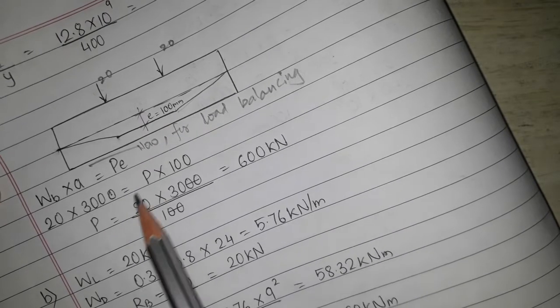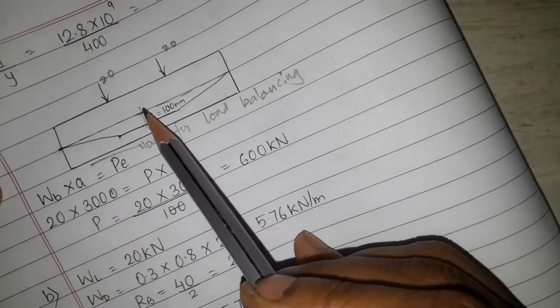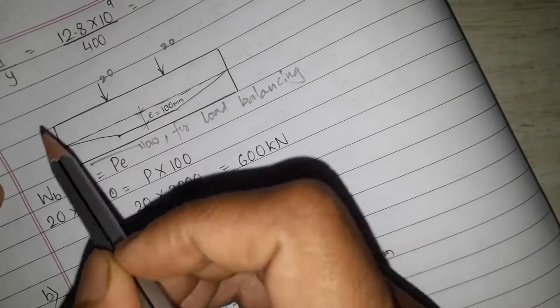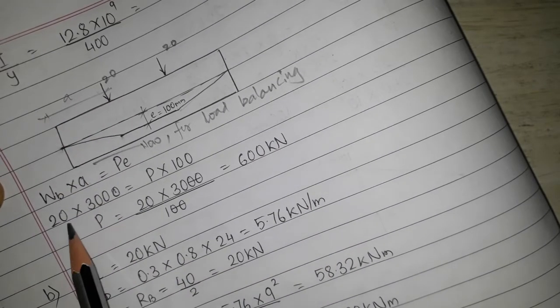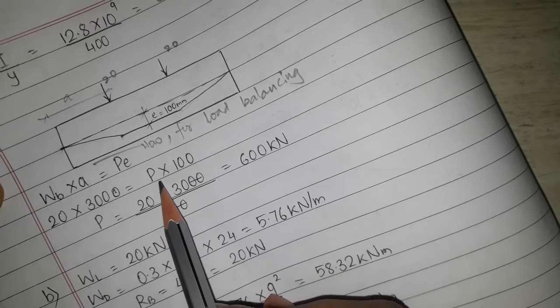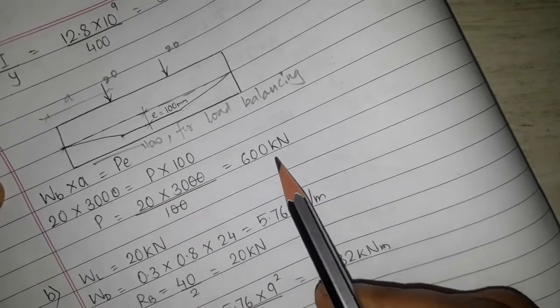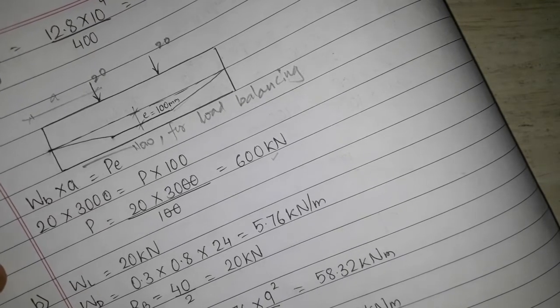Okay, so now for load balancing, WB into A, that is WB into A. So this is A. So this A is equal to P into E, which is given as 300. So WB into A, E is given, A is given as 3 meter, P into E. So here we can find out very easily the prestressing force P. So we got 600 kilonewton.